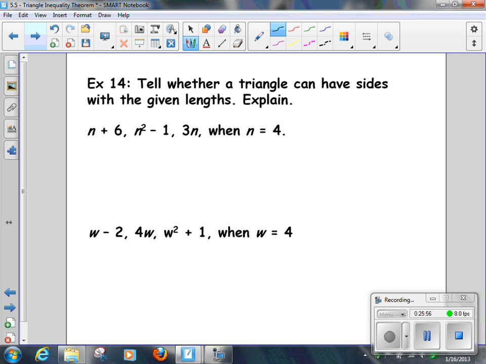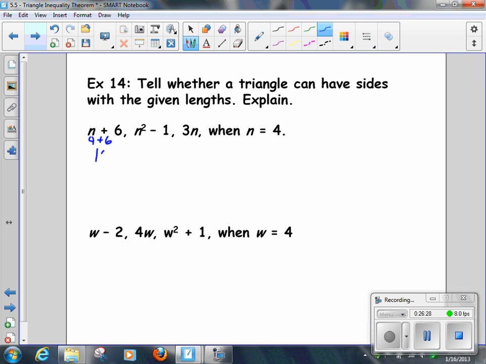Tell whether a triangle can have sides with given lengths. Yes! This is exciting right here. N plus 6, n squared minus 1, 3n, those are the three sides. When n is 4, tell me what you're going to do. Oh, substitute the 4 in. Zoe is going, put the 4 in with her sign language.